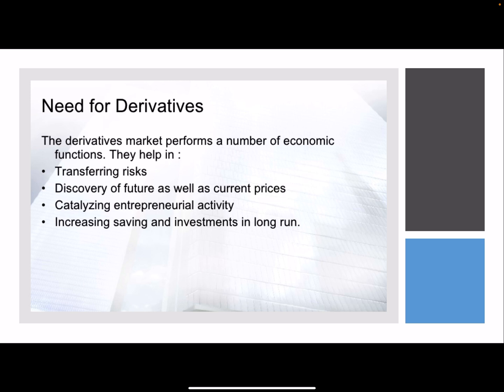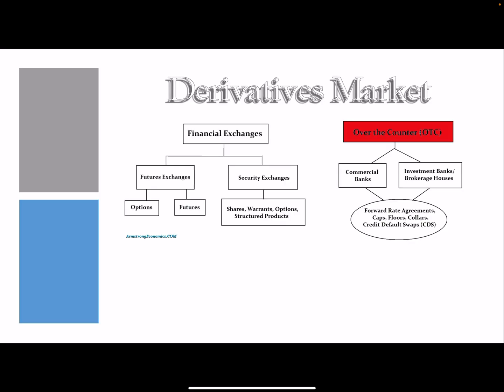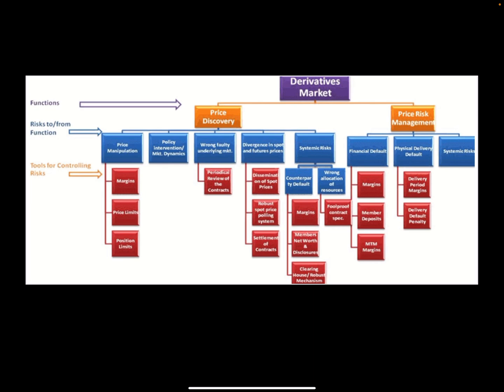the derivatives market performs a number of economic functions. They help in transferring and calculating risk, discovery of future as well as current prices, which can help us predict future prices for future investment, catalyzing entrepreneurial activity, or increasing saving and investments in the long run. Just some flow charts. Price discovery and price risk management are huge general ideas of all the variables you see underneath them.